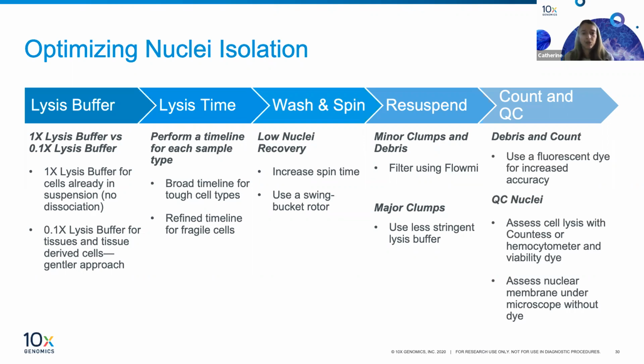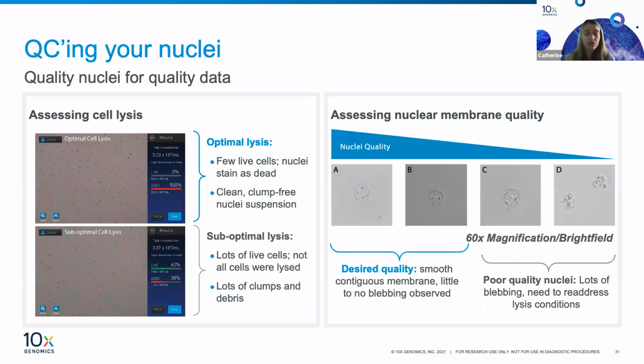Finally, we want to do count and QC. You're going to use your counting to visualize your nuclei and make sure that they're clean and not clumping. Nuclei can be challenging to count, so where possible we recommend using a fluorescent dye for increased accuracy, such as AOPI. QC is where we can check the nuclei and make sure that we're happy with their quality. We do this by using a viability dye, checking for live cells, and also assessing the nuclear membrane. So let's have a look at that in more detail.